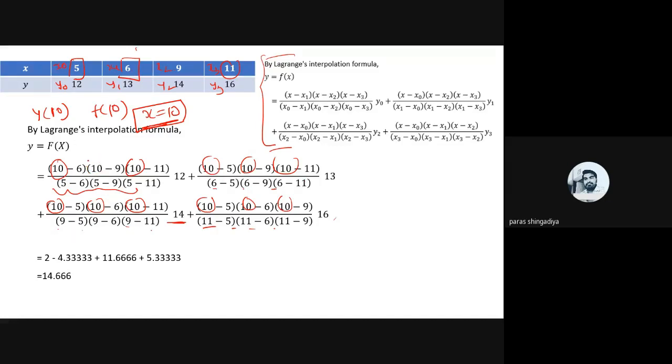You can also solve it directly because these are perfect values here, okay. For the perfect answer we get 10 - 6, that is 4, here 10 - 9 is 1, 10 - 11 is -1, okay. Here 5 - 6 is also -1, 5 - 9 is -4, and 5 - 11 is -6, okay. So now in the numerator we have the product of 4 into 1 into -1, clear, so it is equal to -4.